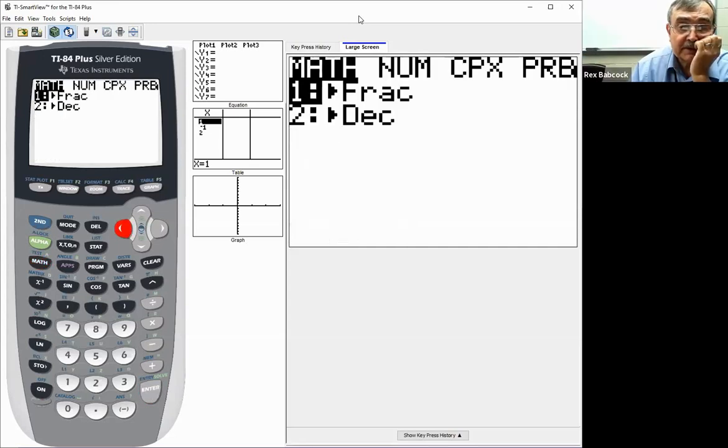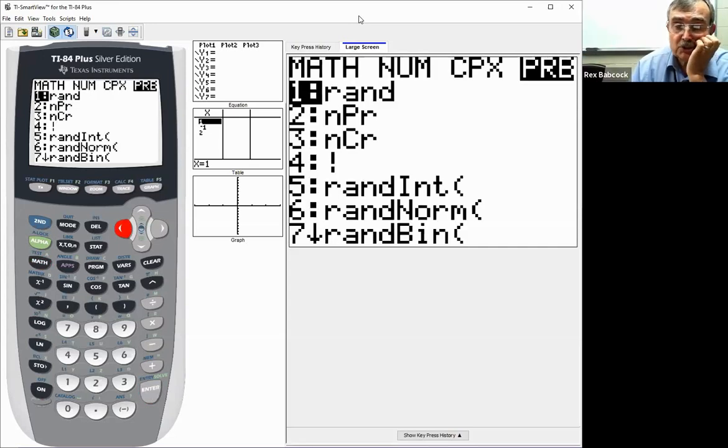Math and probability. Also, I want you to look at number 2 and number 3. We're going to talk about those today as well. Permutation and combination. They're factorials, but we'll talk about them so you find them in the same place.